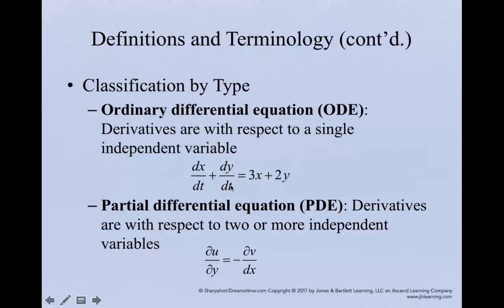You could also have second or third derivatives showing up in this equation as well, as long as they're with respect to time. So the solution to this is going to look like x is equal to some function of time and y is equal to some function of time. Now, a partial differential equation has derivatives that are with respect to two or more independent variables.